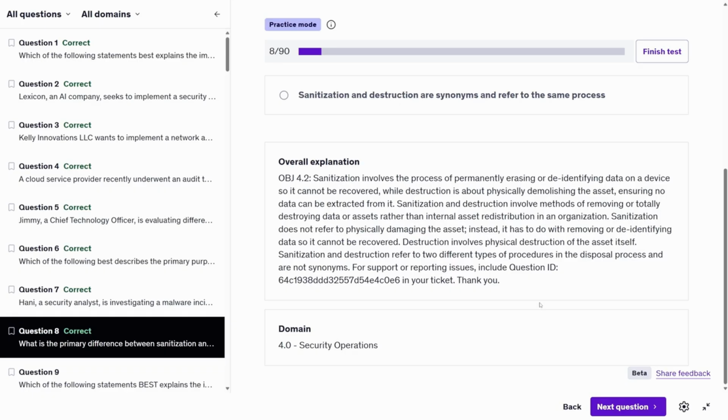Sanitization and destruction involve methods of removing or totally destroying data or assets, rather than internal asset redistribution in an organization. Sanitization does not refer to physically damaging the asset. Instead, it has to do with removing or de-identifying the data so that it cannot be recovered. Destruction involves physical destruction of the asset itself.